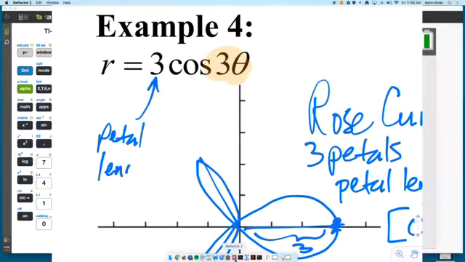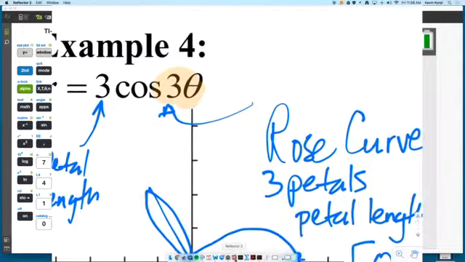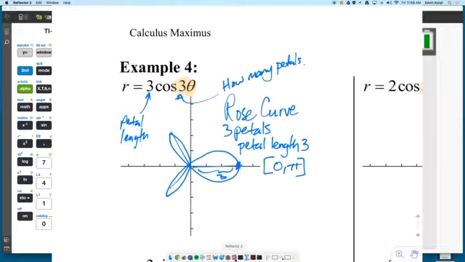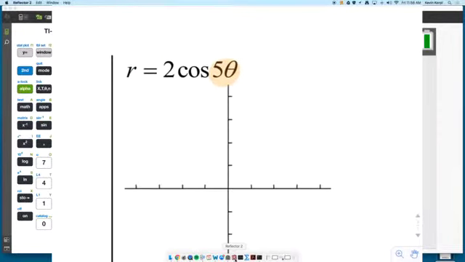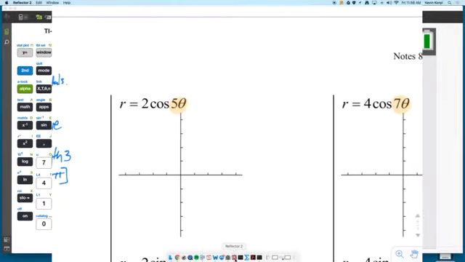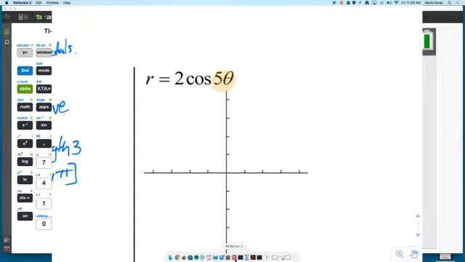Petal length. And I guess the other 3 tells you what? Yeah, the number of petals. All right, so with that in mind, what do you anticipate this one to be? 2, 5. How many petals will it have? 5 is the right answer. And what's the length of each petal? 2. And it should trace out from 0 to pi again.